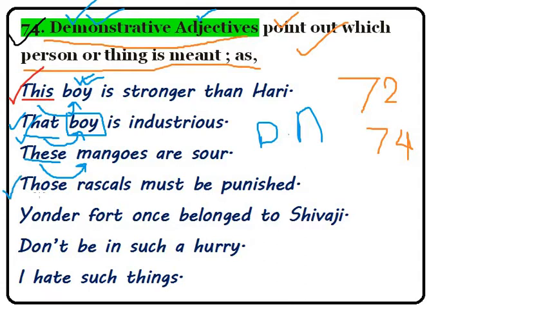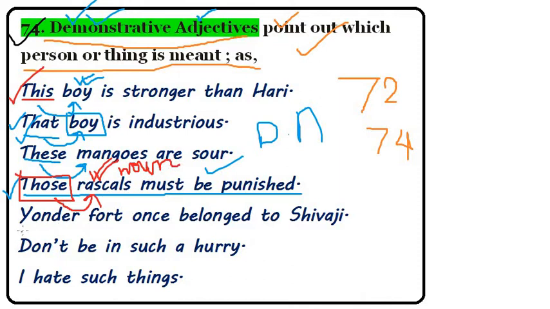Now the next one. Those rascals must be punished. In this sentence, which is the demonstrative adjective? The demonstrative adjective is those. Okay. So here those is the demonstrative adjective in this sentence. It is describing rascals. That is the noun in this sentence. Okay. Let us go to the next one.